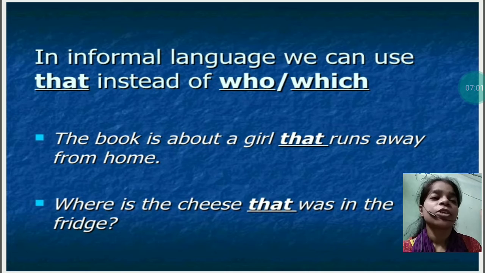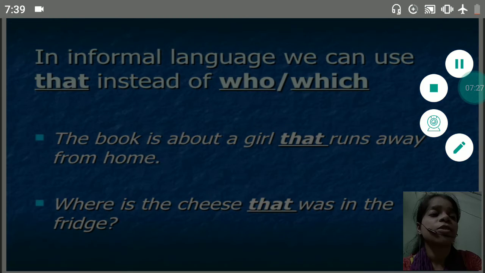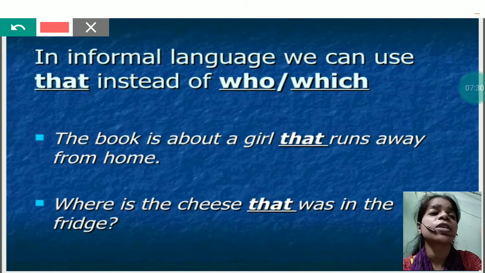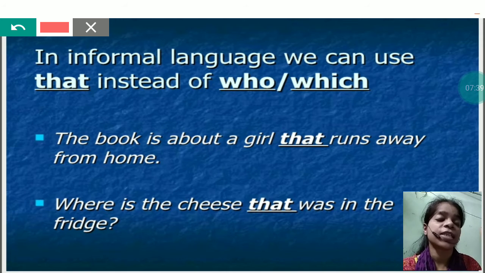Next one is that. That is a relative pronoun which can replace who and which. It's not like it must replace, it can. It's not for all the sentences, but in some sentences this replacement can be done. Like the book is about a girl that runs away from home. This is the example you have learned in the who part. It was the book is about a girl who runs away from home. But in place of who, we can write that also. Using that doesn't make the sentence incorrect.